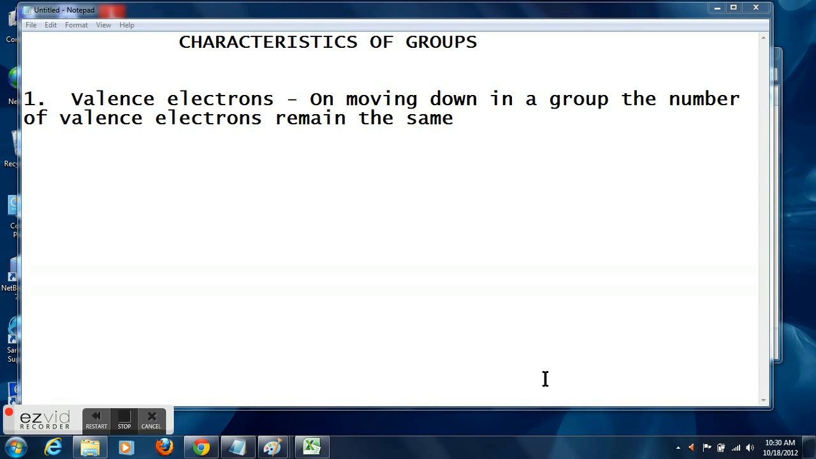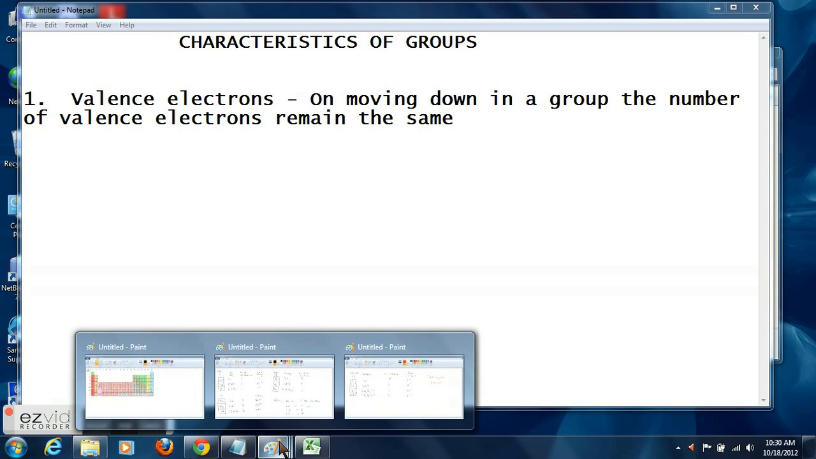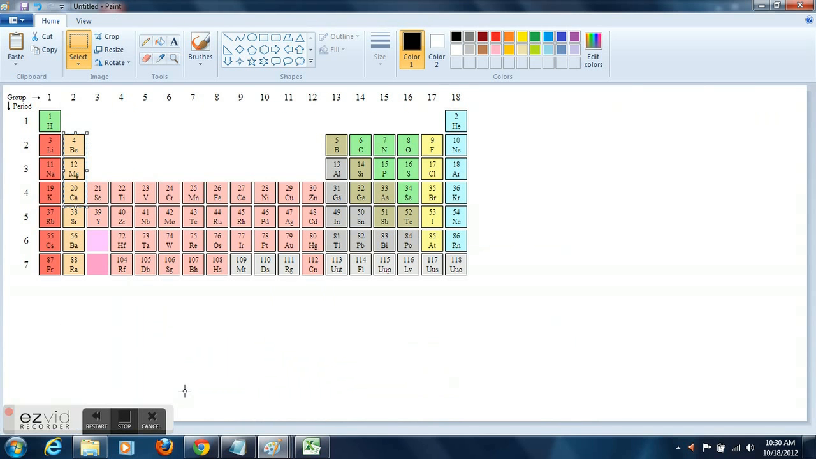So when you move across a period, we are adding one electron to the shell. In the case of groups, the number of shells increases by 1, whereas the number of valence electrons, or the number of electrons in the outermost shell, remains the same. Now here is a diagram, a picture of all the periods and groups. There are 17 groups, 18 with the noble gases, and 7 periods.